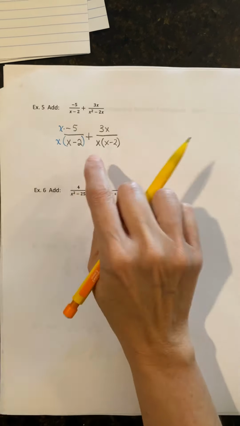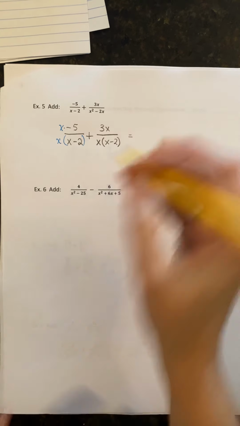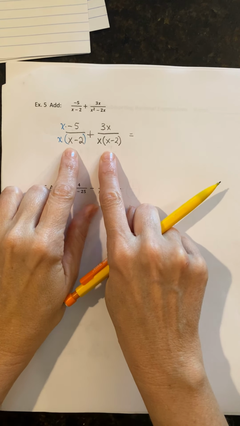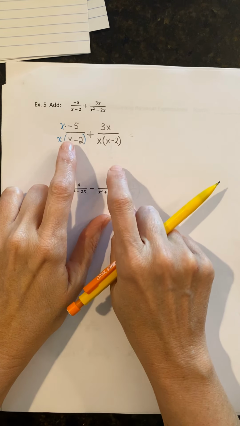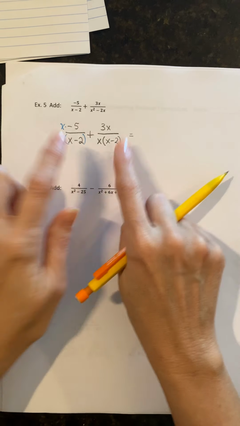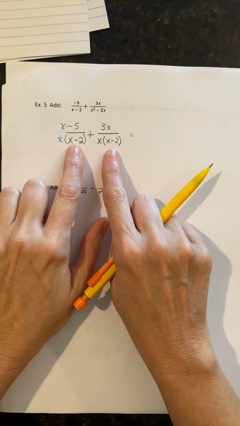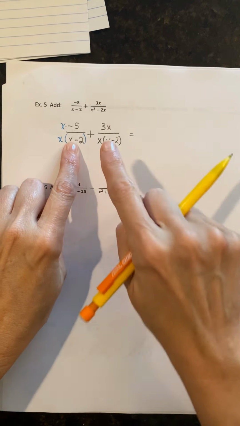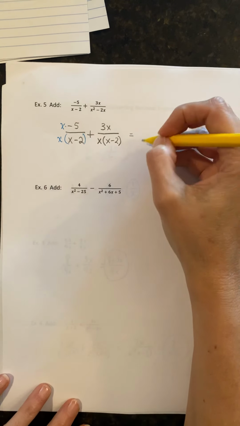So it's just like example 4, exactly like it. Okay, so now they match already. And see, sometimes you have to give both of them what the other one has. In these last two examples, we only had to give this one what this one had before they matched.